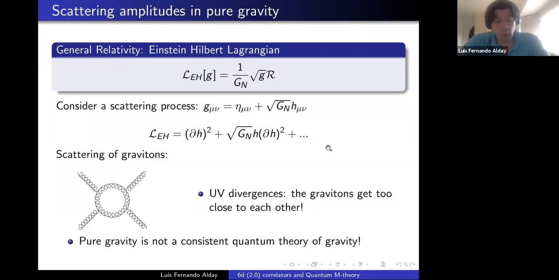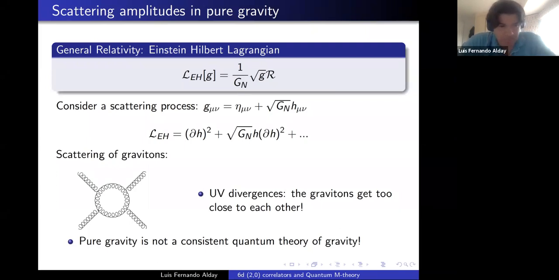What happens, as is well known from computations by 't Hooft and others many years ago, is that pure gravity, general relativity, suffers from ultraviolet divergences. The gravitons can get, in a way, too close to each other, and it turns out that pure gravity is not a consistent quantum theory of gravity. You can absorb these UV divergences at one loop, but at two loops that's not possible. So this is not a consistent theory of gravity.